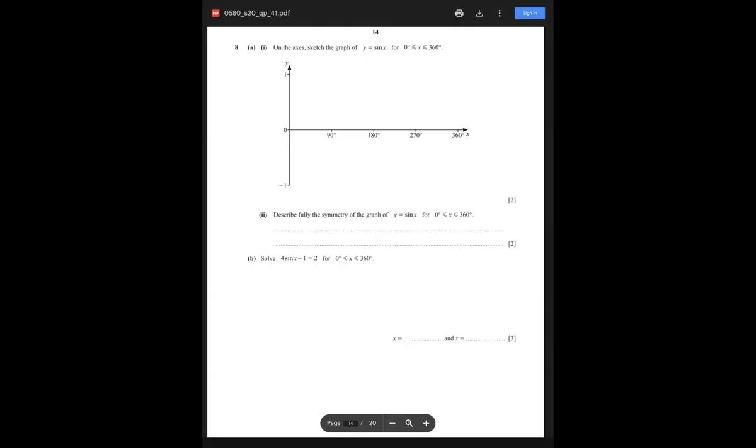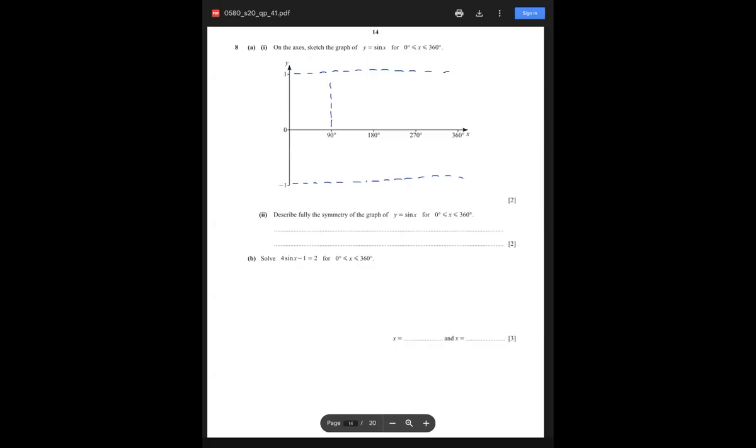Okay, we're almost done already. Sketch the graph y equals sine x. You just need to remember what the sine x graph looks like. This one really, just memorize, because if you don't take MF, there's no point understanding all the nitty-gritty details of the sine graph.